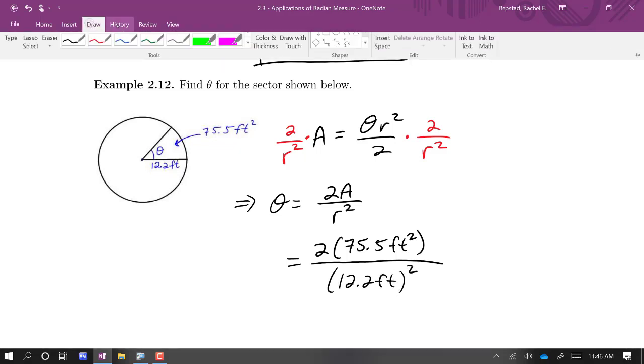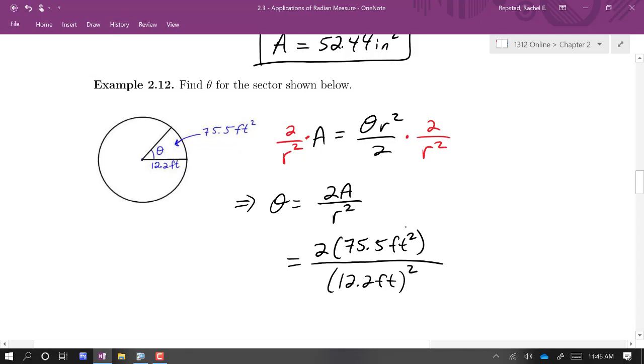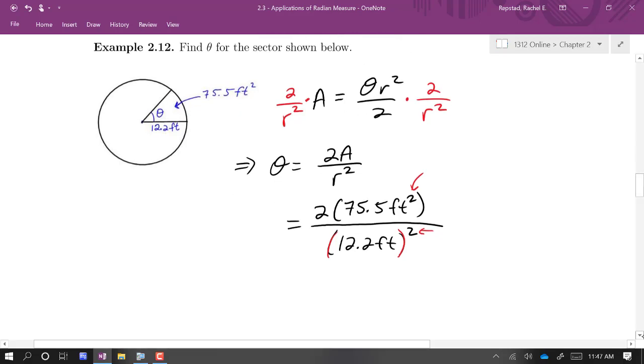So notice here, I'm just going to draw your attention to the fact that in the top I have 75.5 square feet, right? We're just squaring the feet. We're not squaring 75.5. In the bottom, I've got 12.2 feet all squared, right? These parentheses are important. In the bottom, I have square feet overall as a result. When we square 12.2 feet, we'll get so many square feet. So I've got square feet over square feet, which cancels entirely, giving us no units. That's okay, because radians are dimensionless.